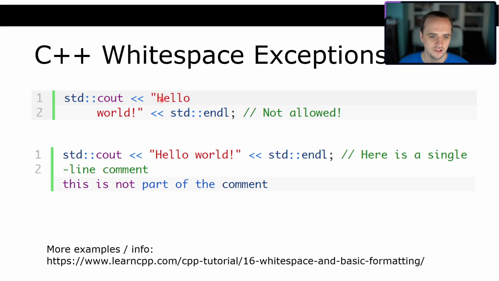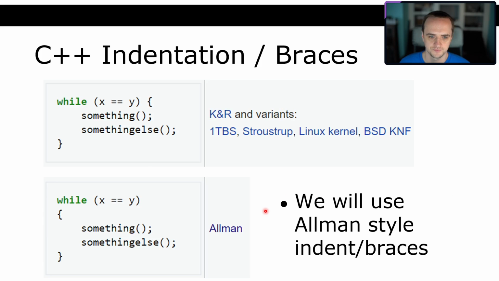You can't start one string here and end it on the next line, okay? If you do that, you have to put 2 forward slashes here. Also, you cannot have a comment be separated by 2 lines. So if you start the comment here, the following lines would not be part of that comment, all right? And there's more on learncpp.com. There are more examples of this where white space matters and where it doesn't.